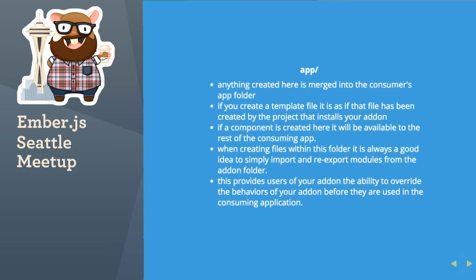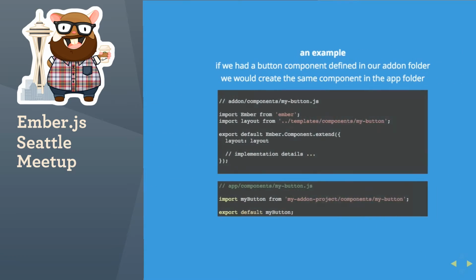When creating files within this folder, it's always a good idea to simply import and re-export the modules from the add-on folder. So you have your implementation, and then the app folder is just this place where things pass through, and I'll give a quick example of that. This provides users of your add-on the ability to override behaviors of your add-on before they're used elsewhere in your app. So you get kind of last stop before it gets used.